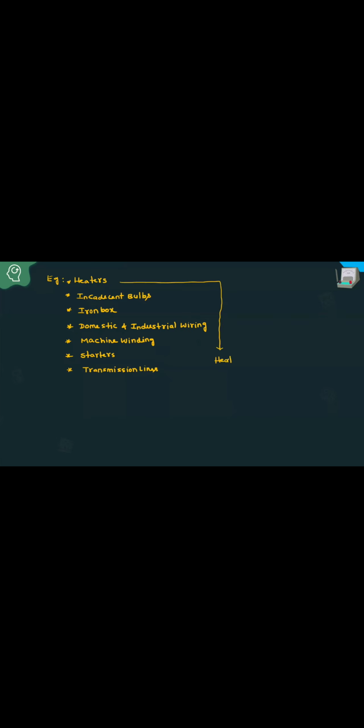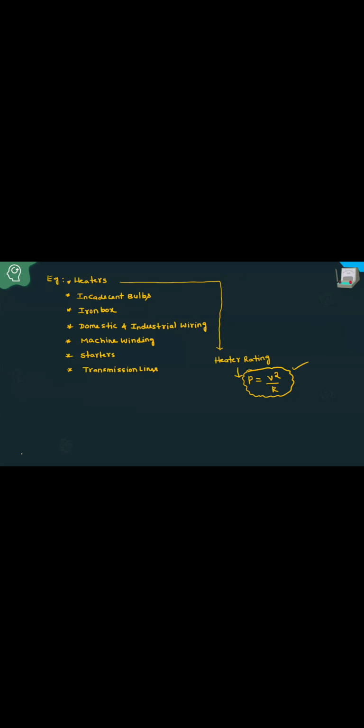Heater rating: heater is an example of which one? Resistive. Then the heater rating is specified as P equal to V square by R because it is resistive. Okay, these points are mainly for concentration.